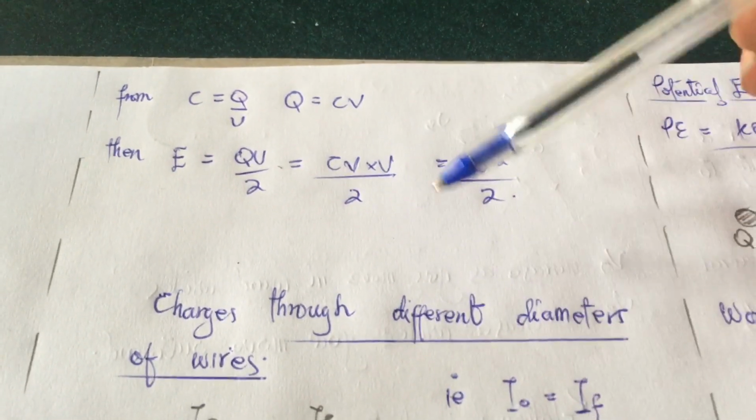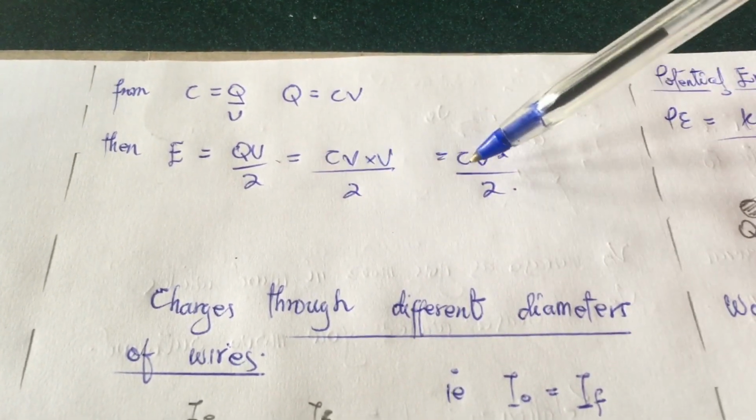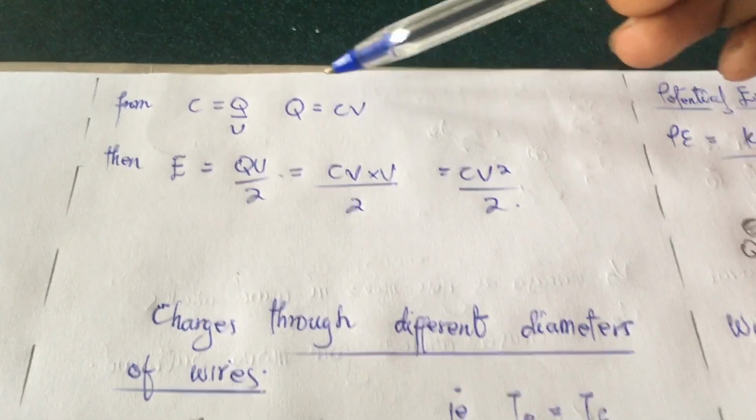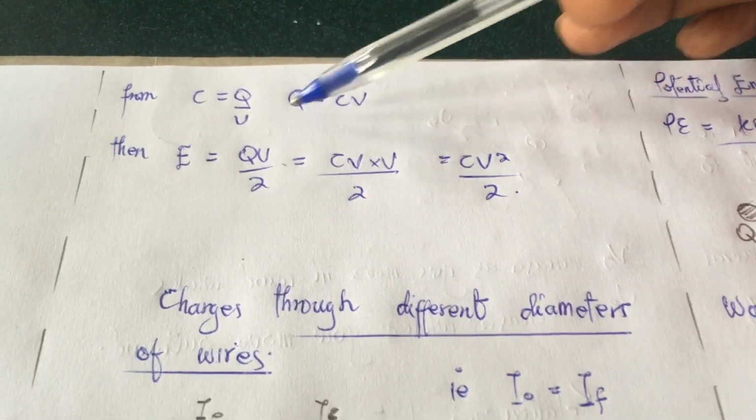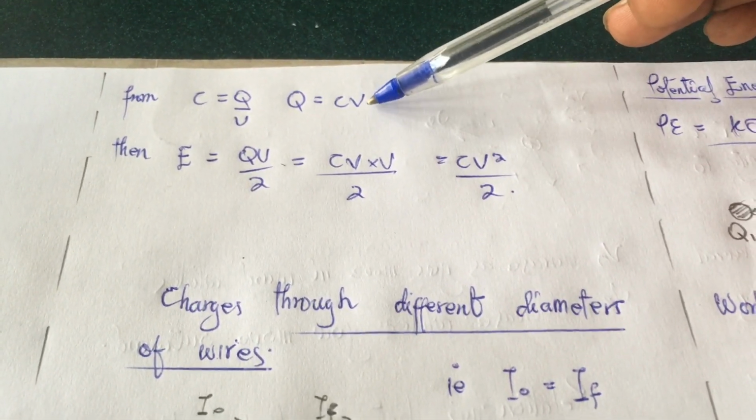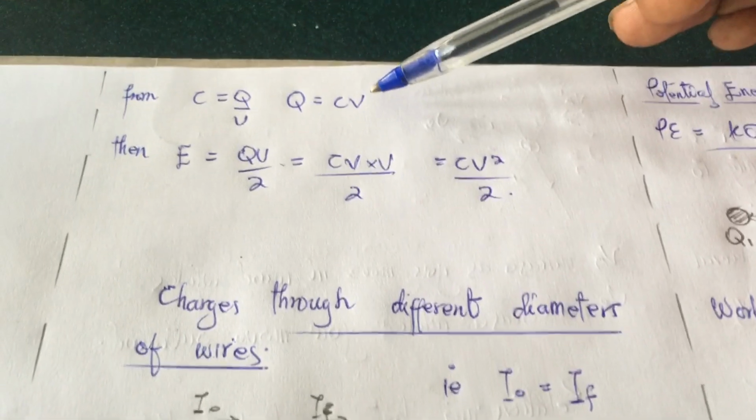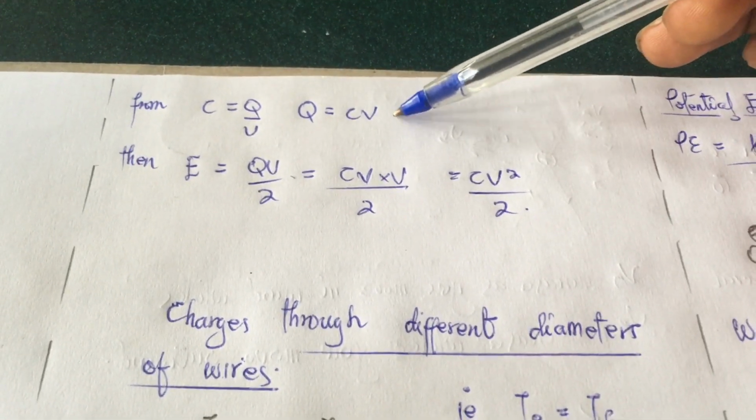So we can also generate another formula, that E is equal to CV squared all over 2. From here, our C is equal to Q over V. Then we can make Q the subject. If you are making Q the subject, then our Q is equal to what? The capacitance times the voltage.